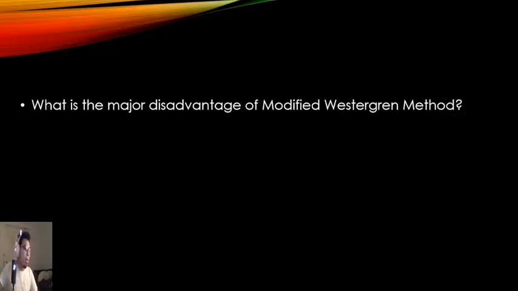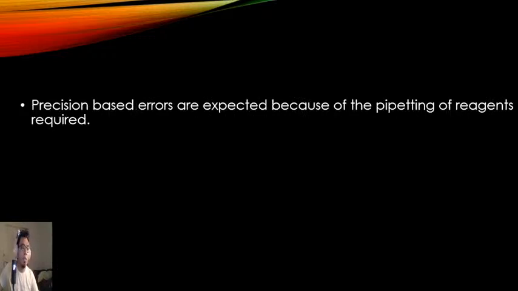Now, the major disadvantage of the Westergren method is of course precision. Precision-based errors. Why? You need to pipette the reagents or the samples into a specific tube, and if manual pipetting is associated with the methodology, there is going to be a problem in terms of precision. What do you mean by precision, by the way, my lovely students? What do I mean by precision?